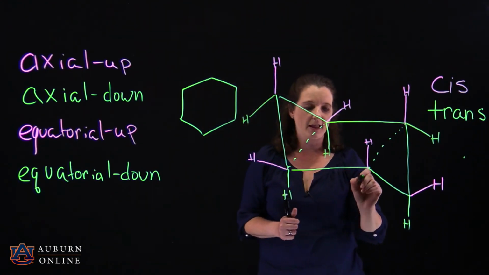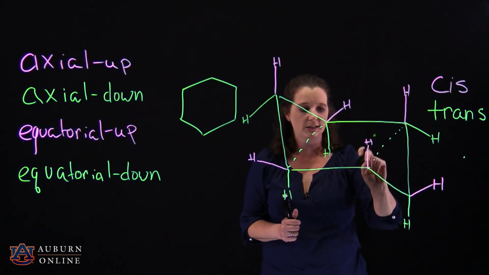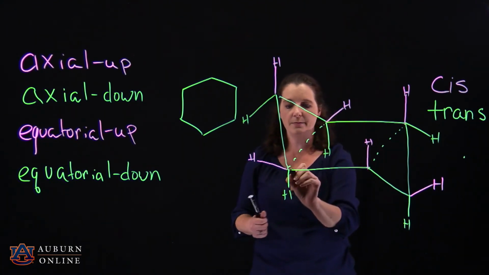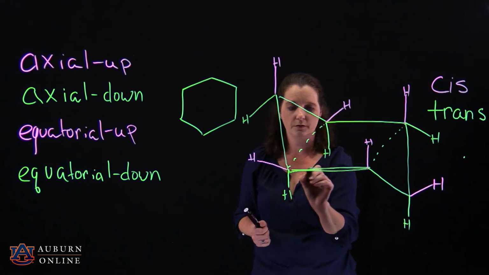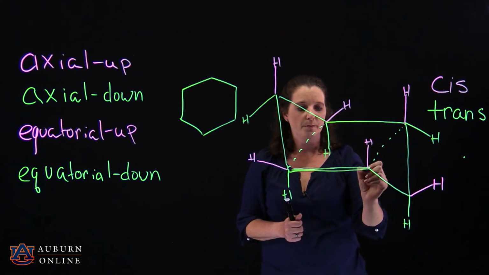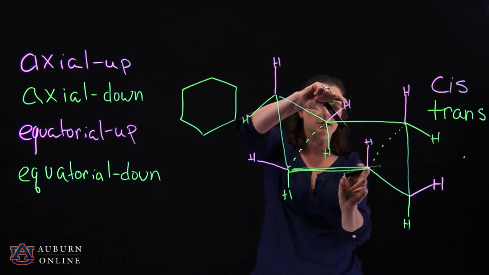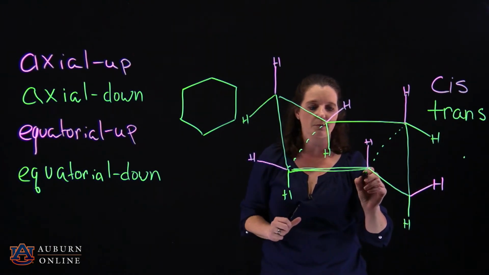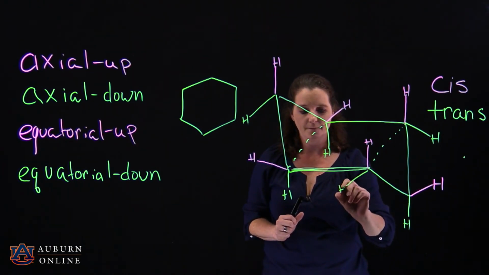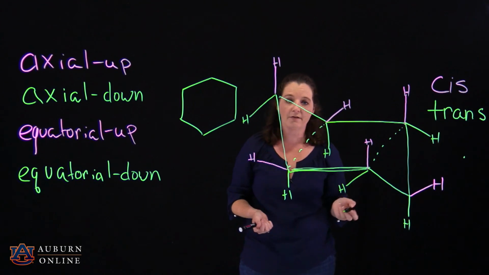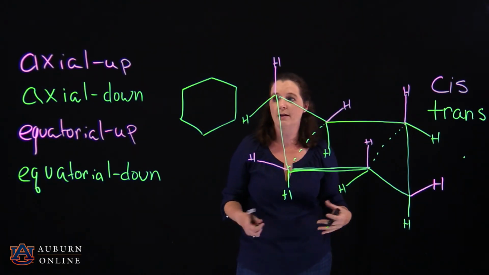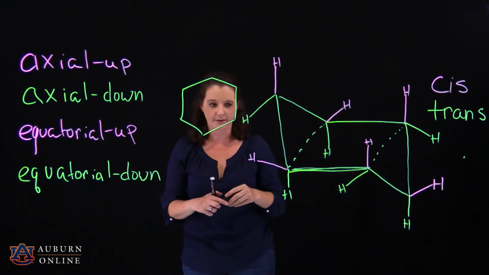And then the last one is a little tricky because this carbon is in the back. Remember, think about this bond coming forward towards you. So this bond here needs to be parallel with this one there. It's also parallel with this one here. So now I have six equatorial hydrogens and my six axial hydrogens.